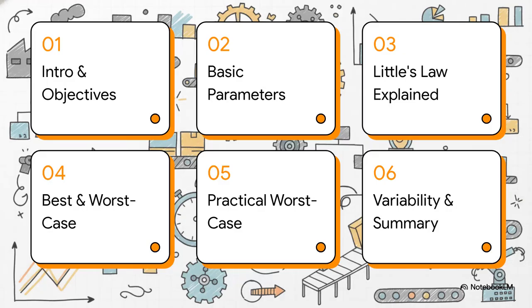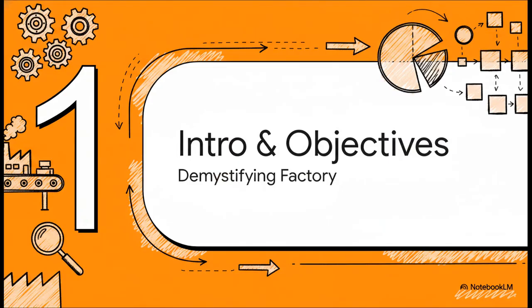Okay, here is our agenda for today's explainer. 1. Introduction and objectives. 2. Basic factory parameters. 3. Little's Law explained. 4. Best and worst case scenarios. 5. Practical worst case. And finally, 6. Variability and summary.